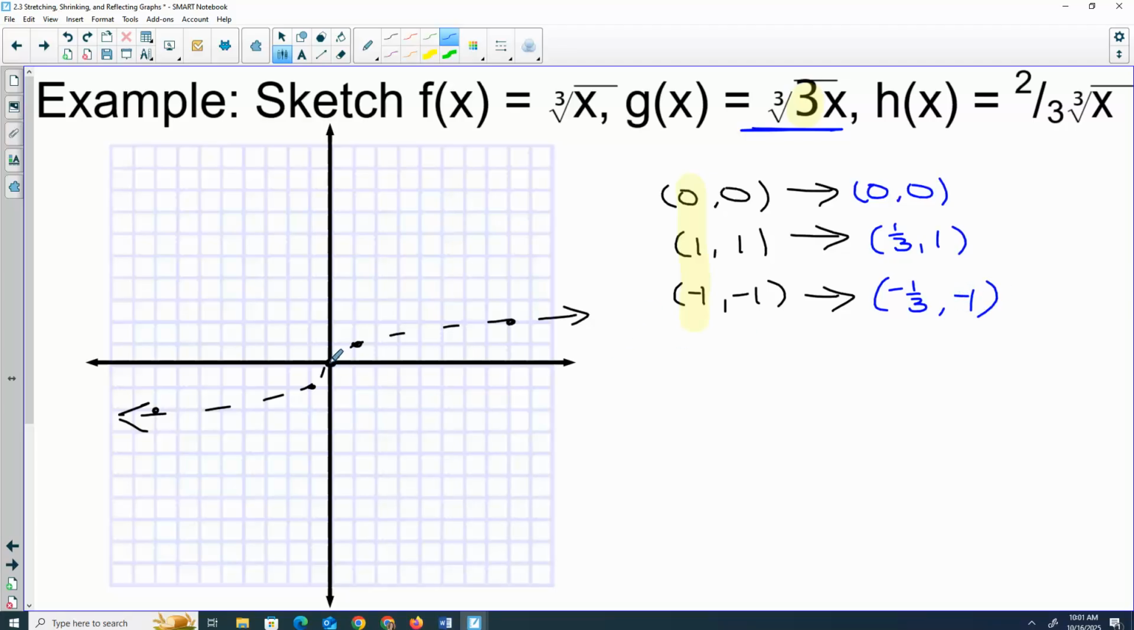Alright, so if we plot those, 0, 0, 1/3, 1. If you'd done this one, my x was 2. Divided by 3 would be 2/3. Negative 1/3, negative 1. If you did negative 2, it'd be negative 2/3. What's happening to our graph? Yeah, we squeezed it in. This was a horizontal shrink. So when we squeeze it in, it causes it to get taller.